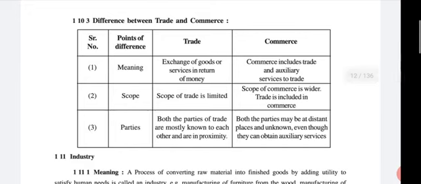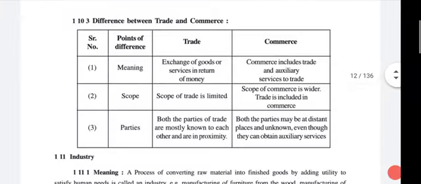Then difference between trade and commerce. Meaning, scope and parties. The scope of trade is limited, whereas commerce has no limitation of scope. Both the parties of trade are mostly known to each other, but in commerce they may be at a distant place. Okay, students, do you understand? Okay, clear now? Good. Here we have done all the revision at a glance.